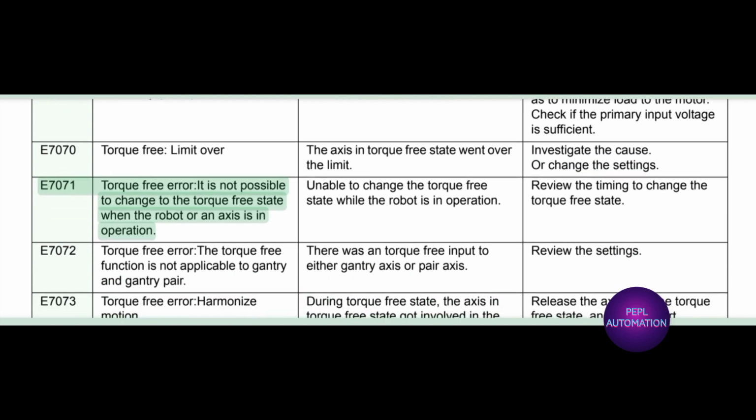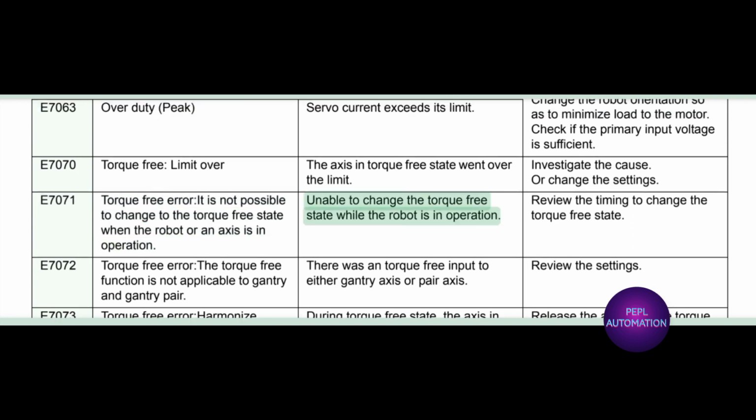E7071 torque free error. It is not possible to change to the torque free state when the robot or an axis is in operation. Unable to change the torque free state while the robot is in operation. Review the timing to change the torque free state.